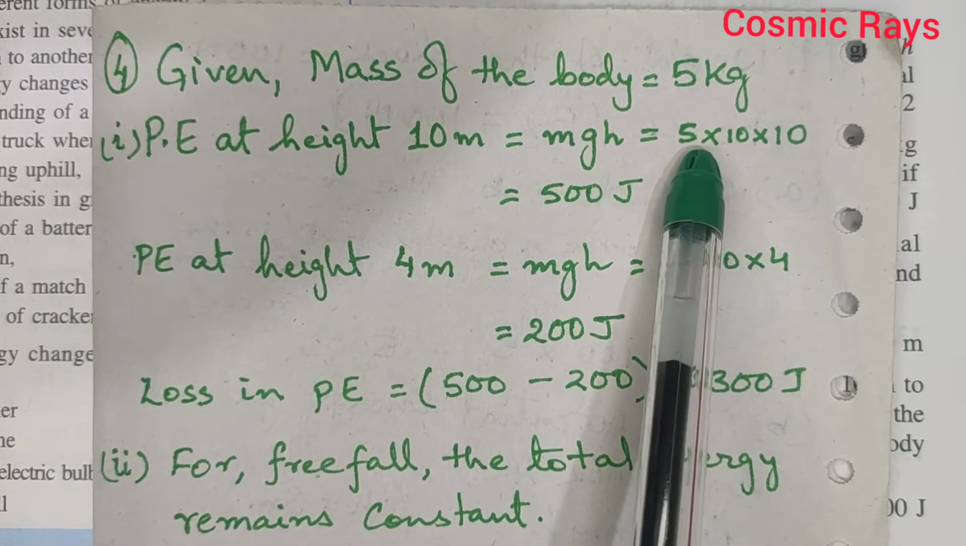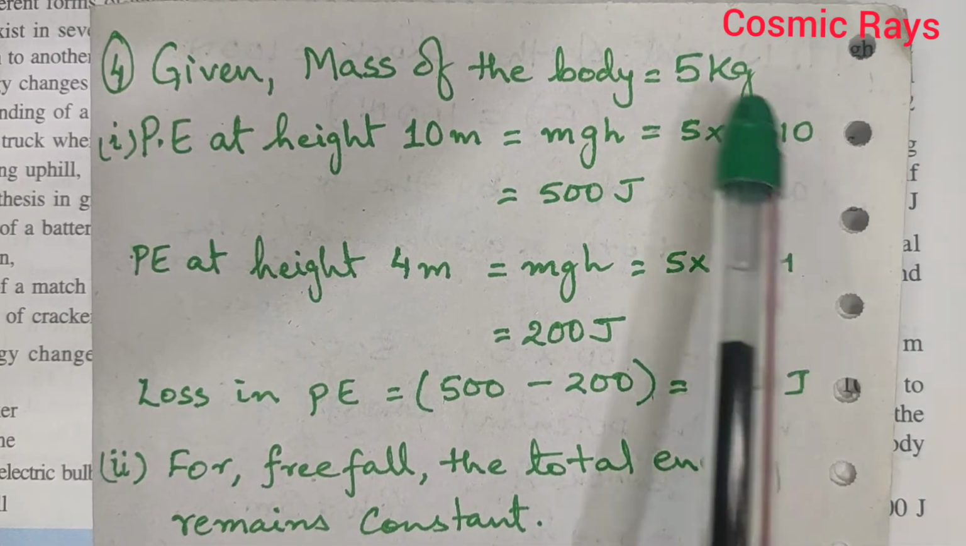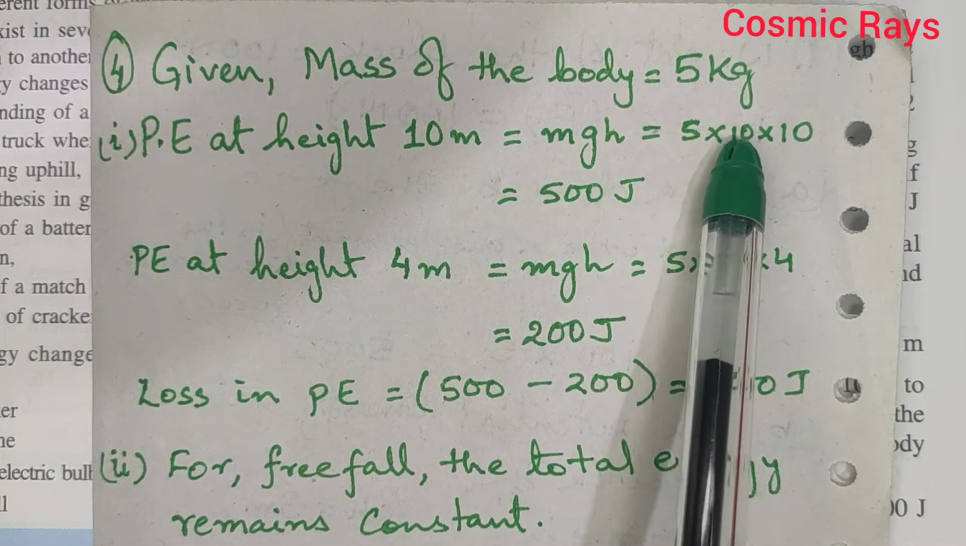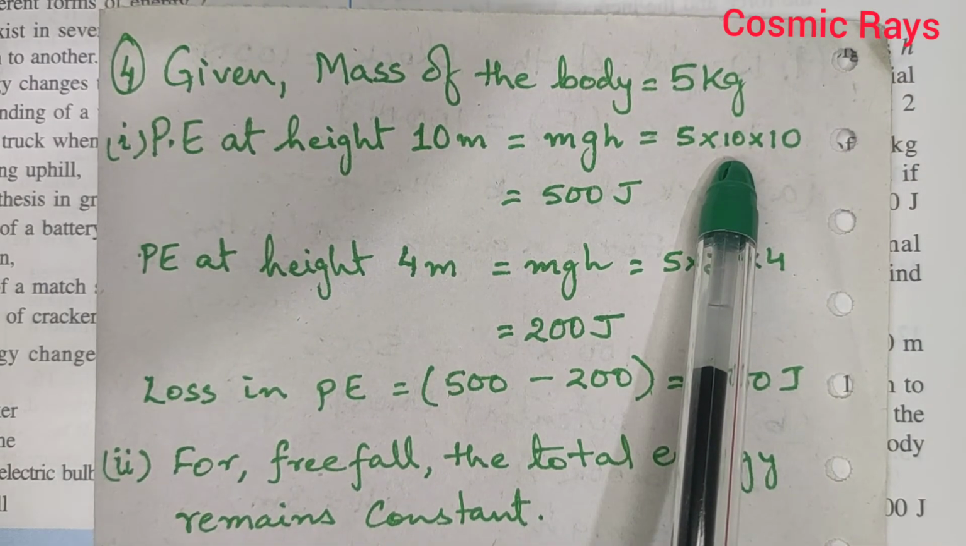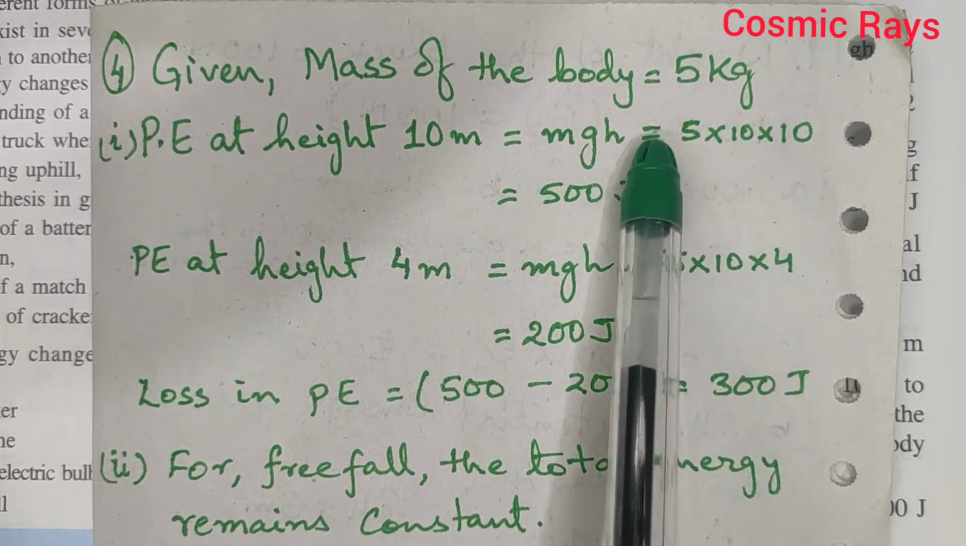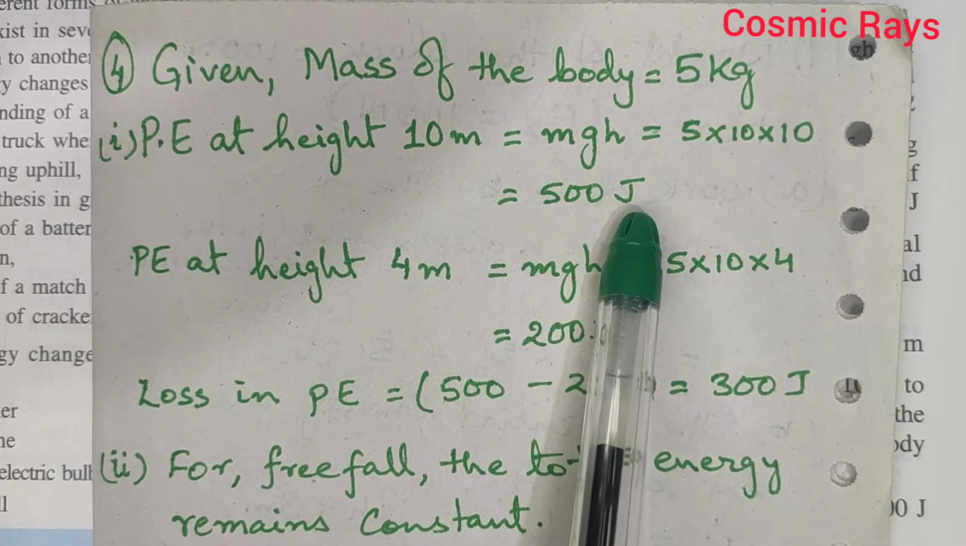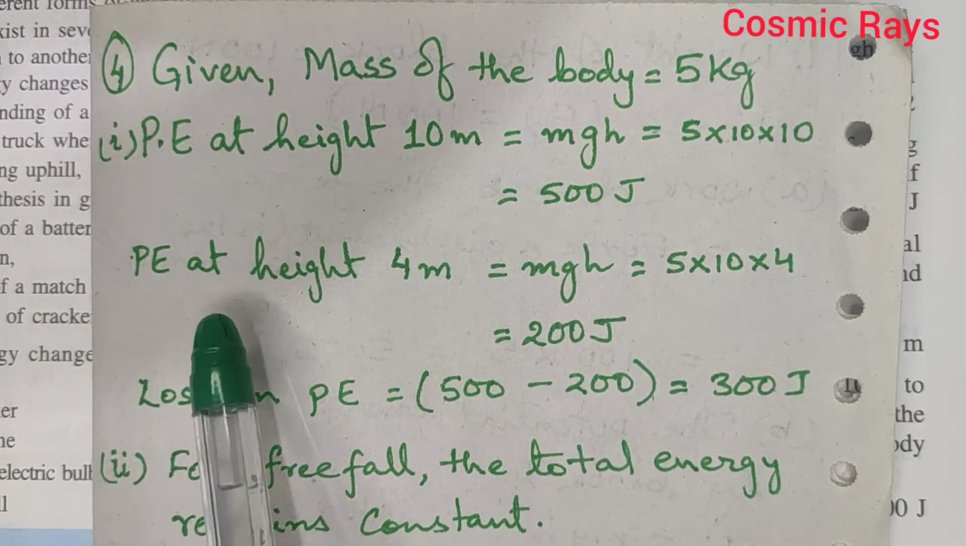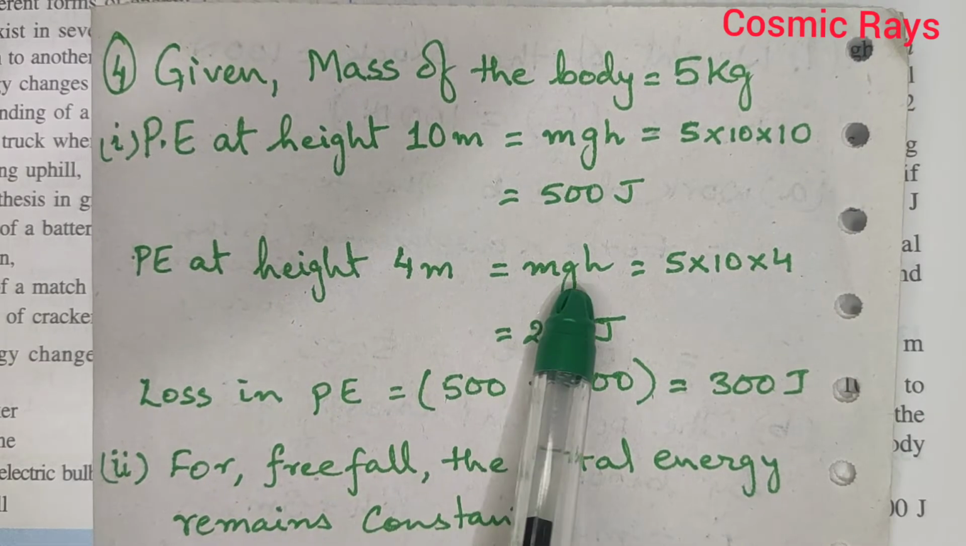So we put the values 5 into 10 into 10 because mass is 5 kg. Value of small g is 10 meter per second square and height is 10 meters. So we get 500 joules. Now potential energy at a height 4 meter is again mgh.